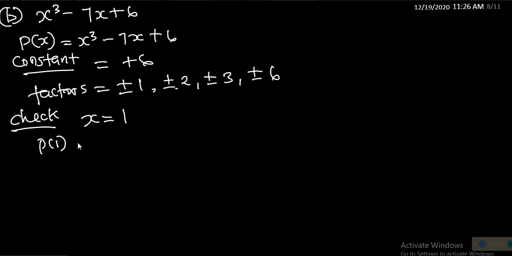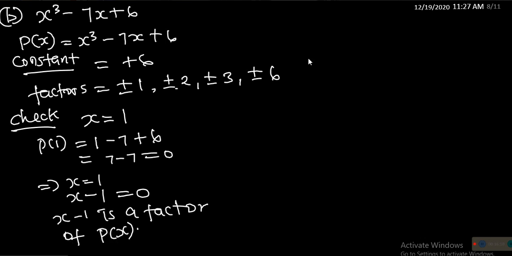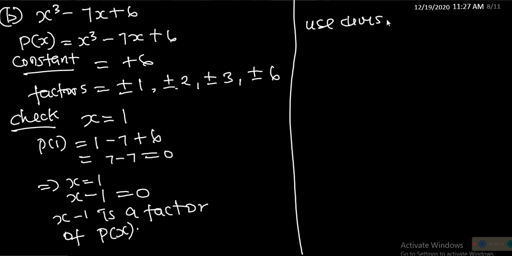We have p of 1 equals 1 minus 7 plus 6, which is 7 minus 7, which is 0. So x equals 1, and then x minus 1 equals 0. So x minus 1 is a factor of p of x. Okay, so we can now use the division algorithm to find other factors. So use the division algorithm now to find all other factors.